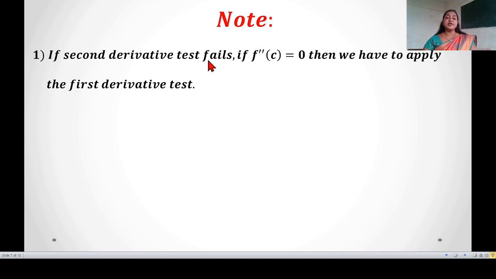if the second derivative test fails, that is f double dash of c is equal to 0, then we have to apply the first derivative test. Means when your second derivative test has failed, f double dash of c is equal to 0, then we have to apply the first derivative test.